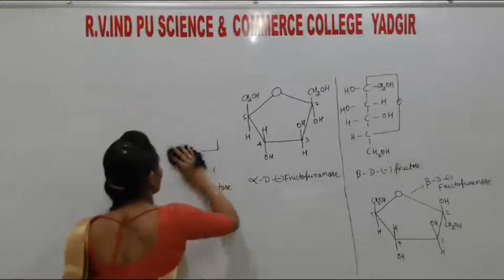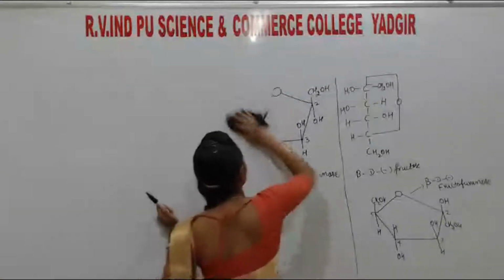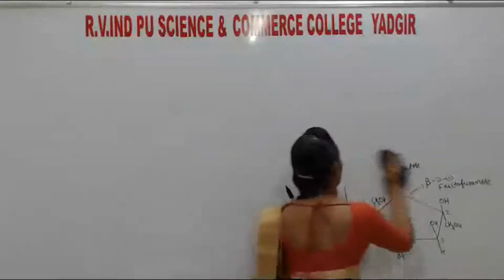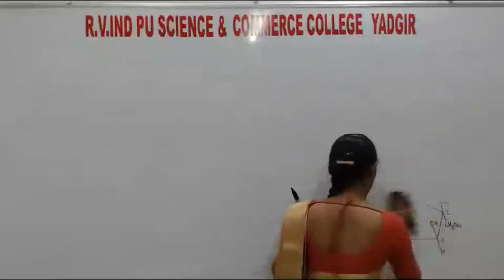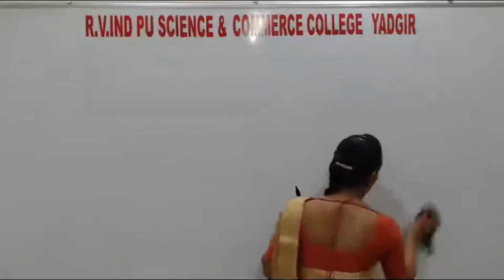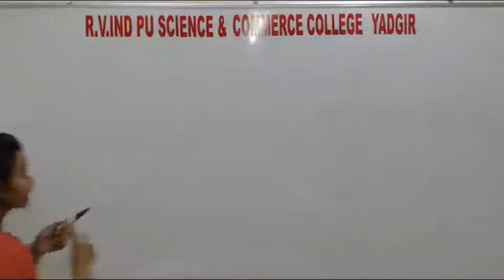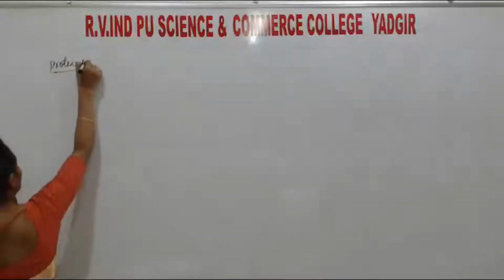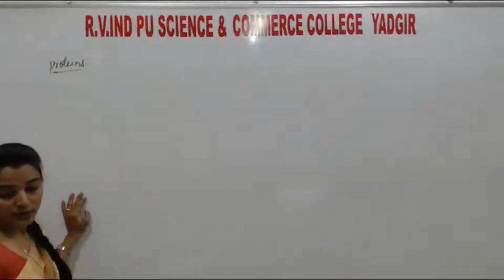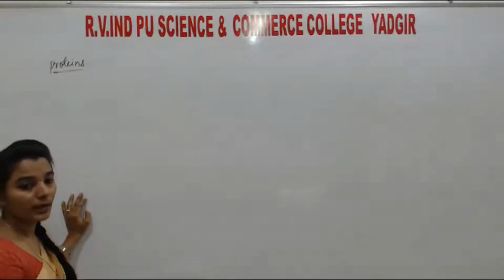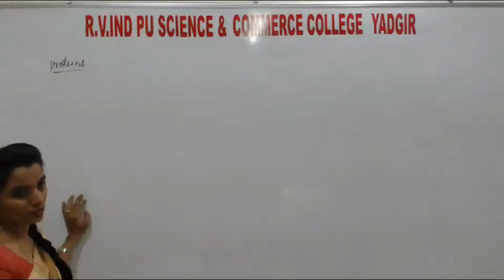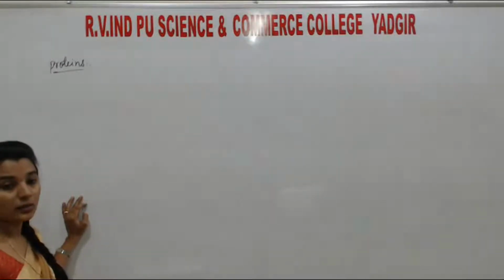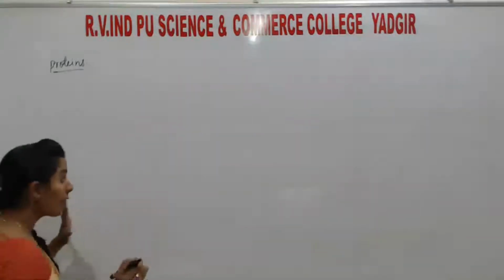Okay, so the next one is another important biomolecule, that is proteins. Okay, the next one is protein. So students, proteins are polypeptide long chain amino acid compounds. Okay, what are proteins? The amino acids involved in the peptide bond. Amino acid, listen.